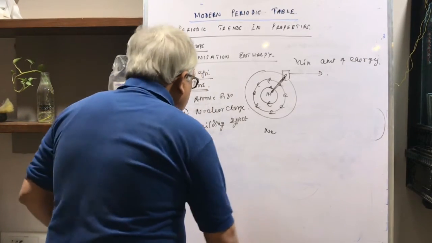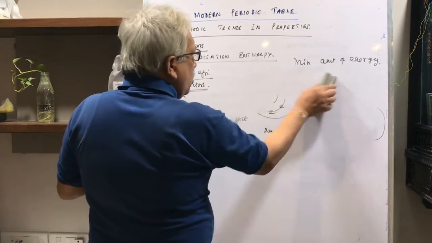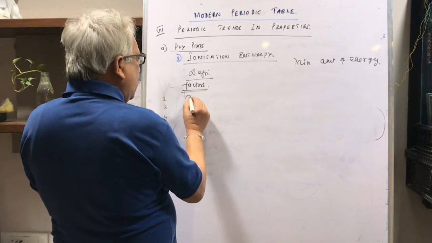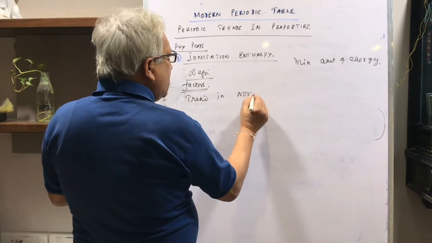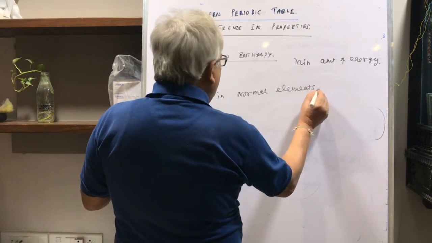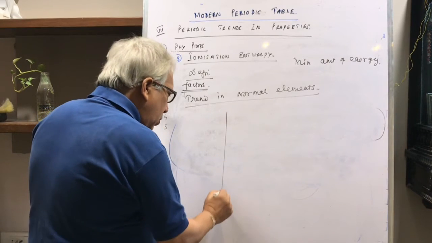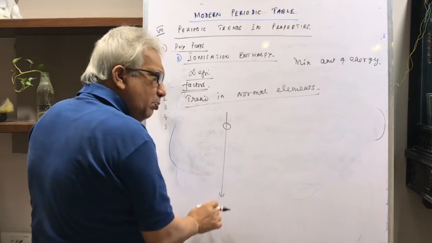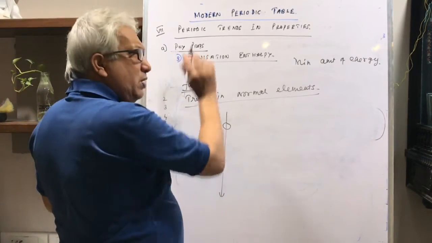Now when you come to the trend, so I will talk about the trend in the normal elements, that is what is our discussion. When I say normal elements, that is S and P block elements, just think of it, as you go down a group, what will happen? All have got the same common outermost electronic configuration. Let us say group 1, all have got configuration of ns1.